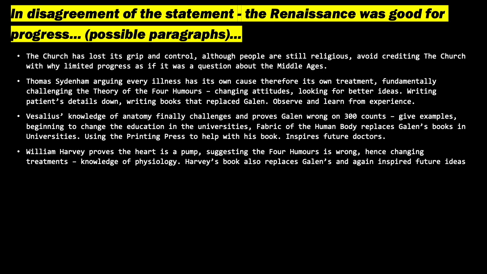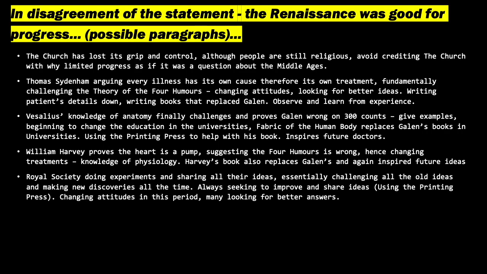But Harvey's only doing what he did because he was inspired by Vesalius. And of course, Harvey's book as well ended up in the universities replacing Galen's. So really, at the end of this period, Galen's gone. And that's why that's such an important bit of progress, because as long as Galen's around and his ideas are around, his books in the universities, then we're not making any progress at all, are we?